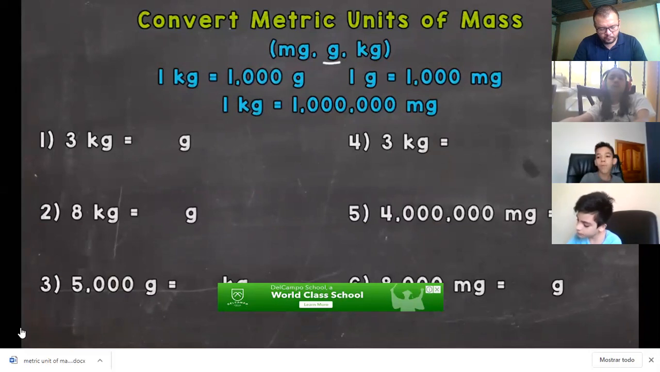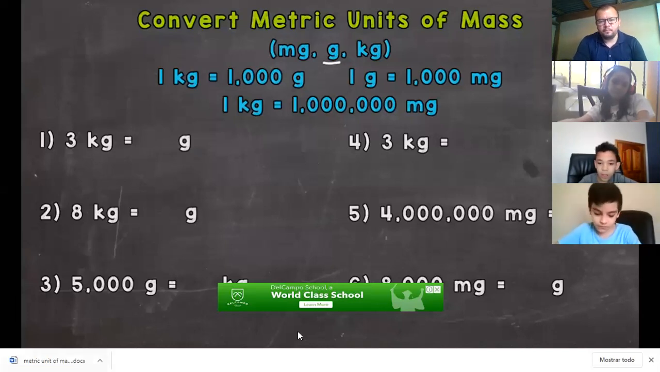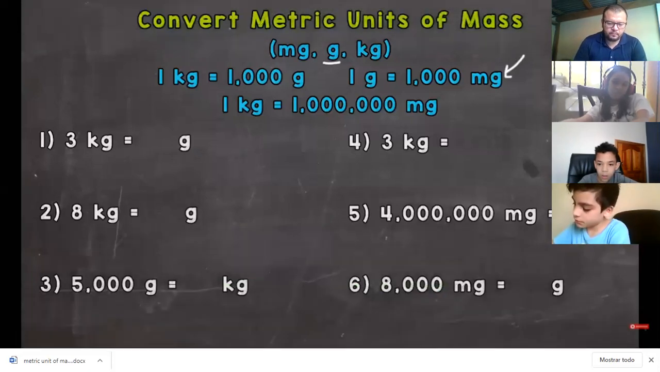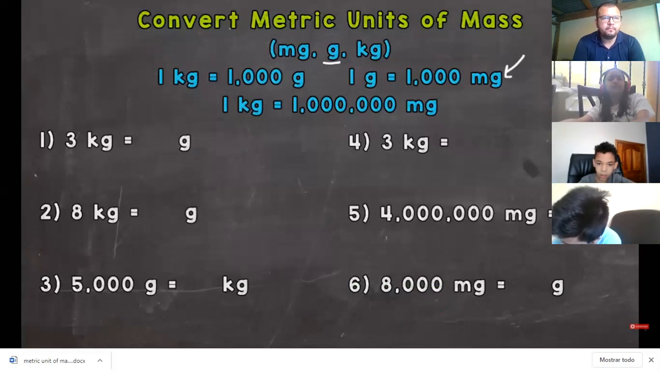So for example, milligram, the prefix milli means 1/1000th. So a milligram is 1/1000th of a gram. Therefore, 1,000 milligrams equals 1 gram. For a point of reference, a milligram is about a grain of salt or sand. Next, our base unit gram, and for a point of reference, a gram is about a paper clip or stick of gum.